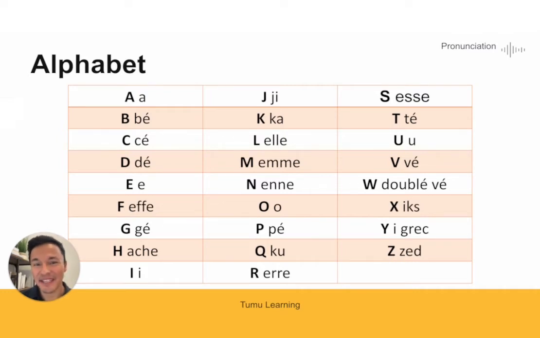Z. Okay, let's repeat. A, B, C, D, E, F, G, H, I, J, K, L, M, N, O, P, Q, R, S, T, U, V, W, X, Y, Z.